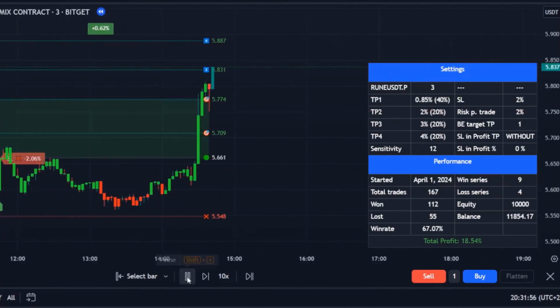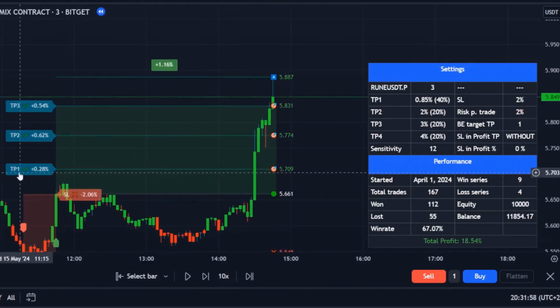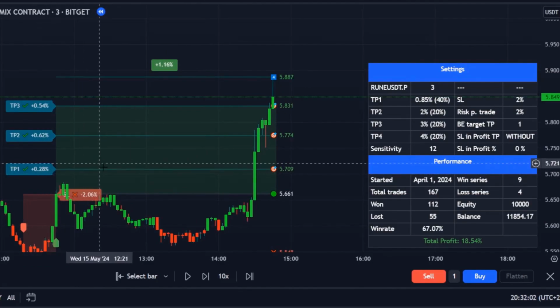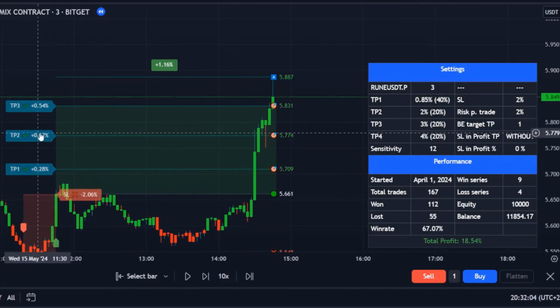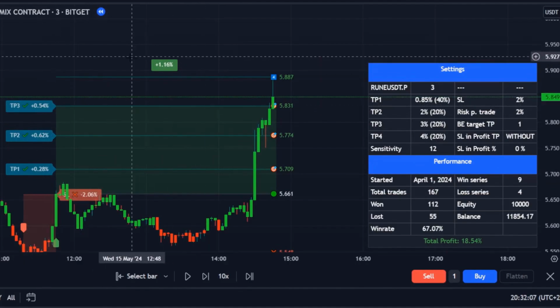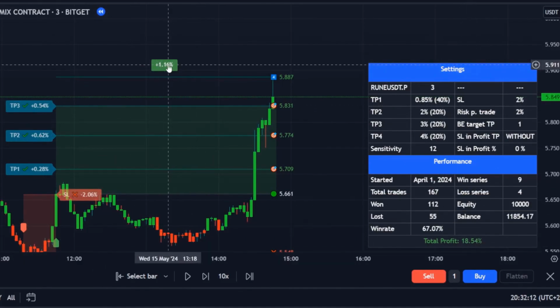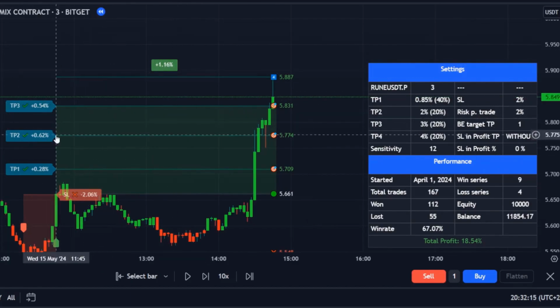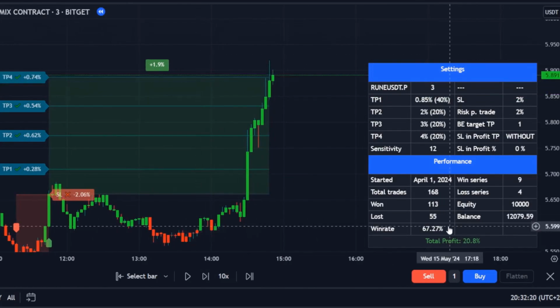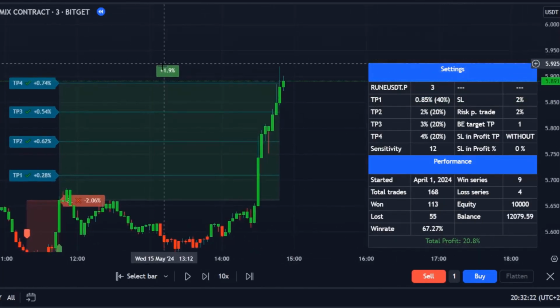If I let this run for a moment and it goes up, you will see that when it reaches take profit 1, it already tells me that I have added 0.28% to the portfolio profit. At take profit 2, another 0.62, at take profit 3, another 0.54. The total so far is 1.16, which is not shown here yet, as these accumulated percentages will only be added once the trade is completed. And in this case now, it has 20.8, it has added 1.9% to the portfolio.